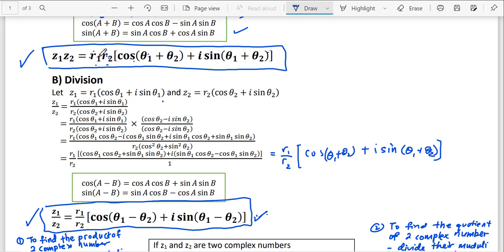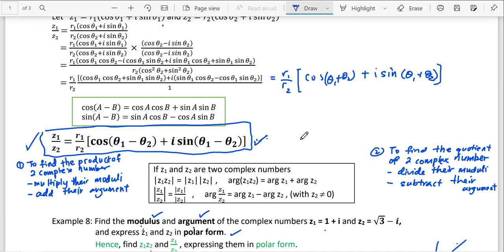Next, if you divide, you want to find the quotient. The quotient is dividing two complex numbers: you divide the moduli separately, then the argument of z1 over z2, you subtract the arguments. Argument is theta. z2 cannot be 0, because if it is 0, you cannot find any answer. So subtract their arguments.